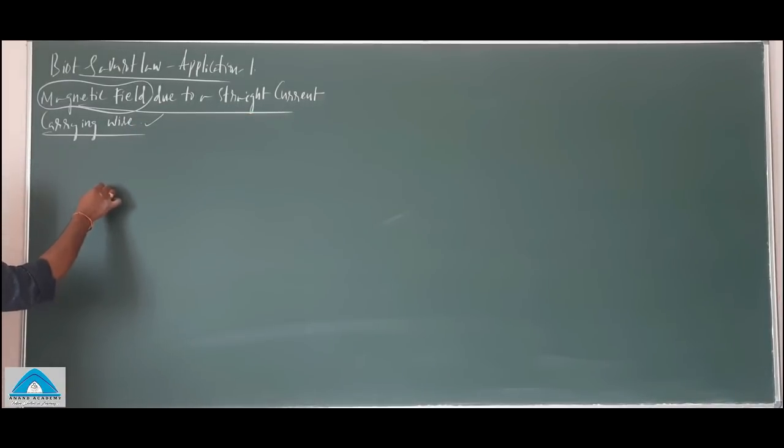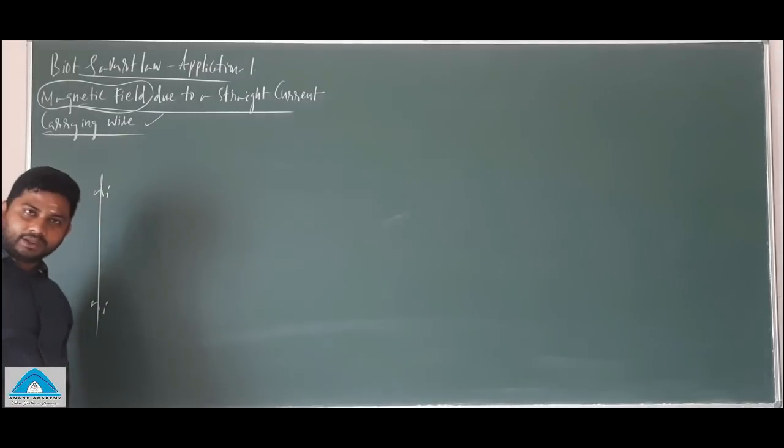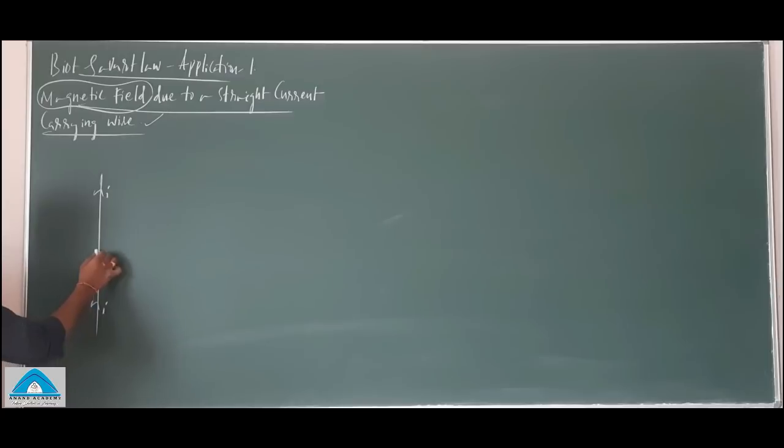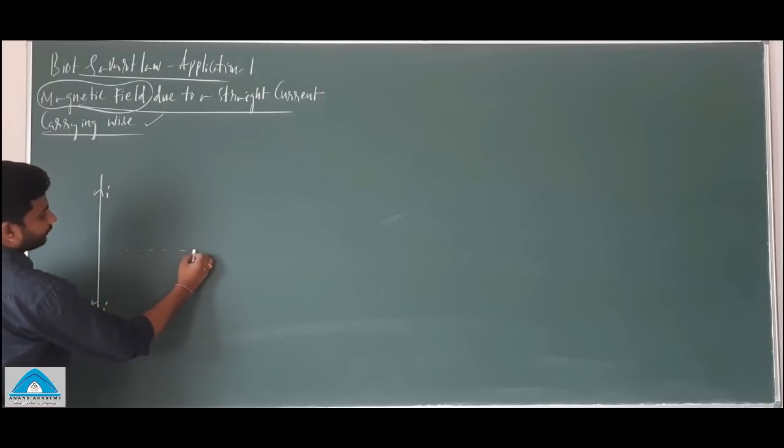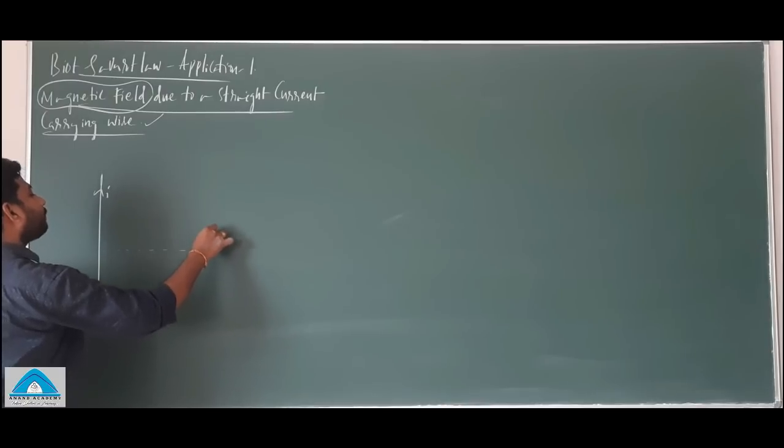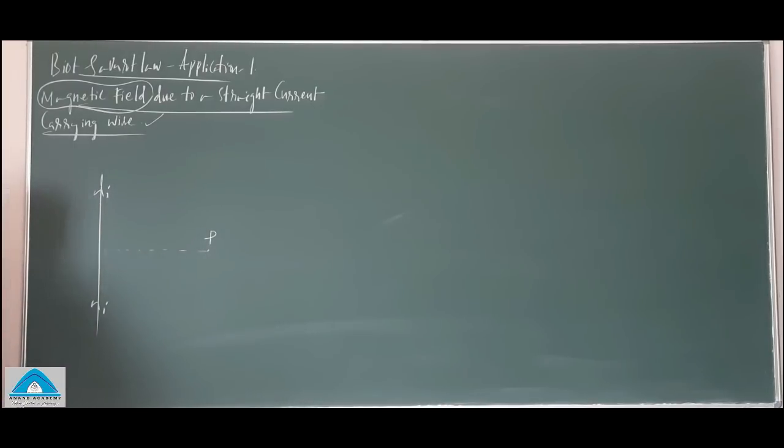Let me draw a straight current carrying wire. This is a straight current carrying wire through which current I flows. I is the current passing through this wire. Exactly from the center of the wire, there is a point P located. That point P is our point of consideration. Now, look at the interesting thing here.